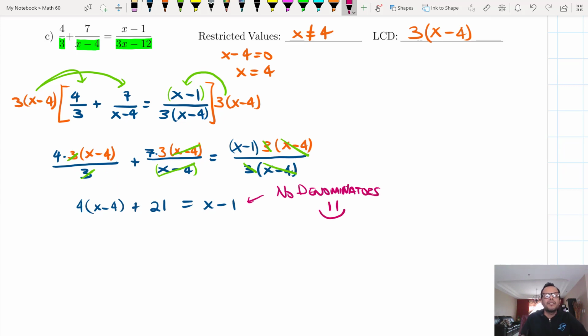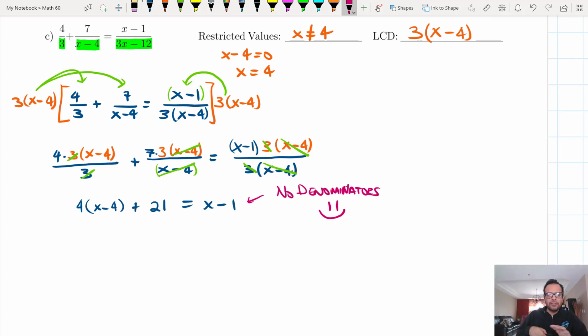Right? No denominators, and that's because we found the correct least common denominator, right? If for some reason on this step you still get denominators, most likely you made a mistake on distributing the least common denominator, or most likely you found the incorrect least common denominator. So it would be a good idea to double check on those steps, okay?